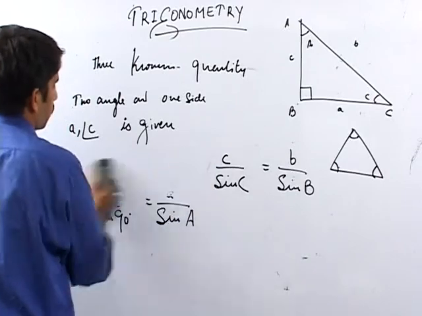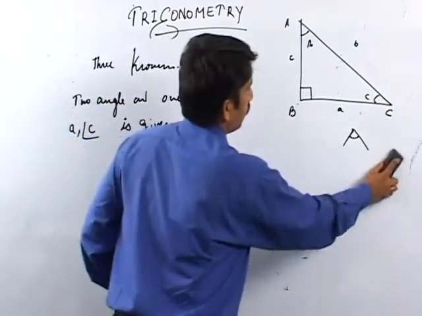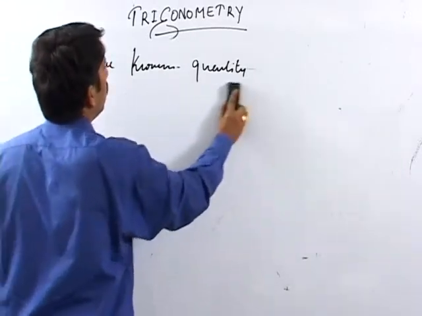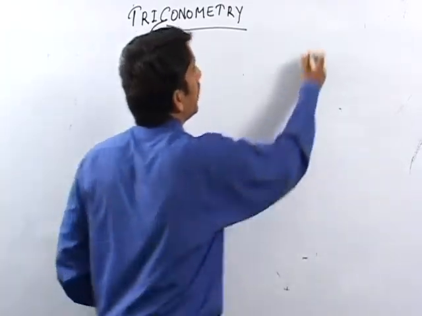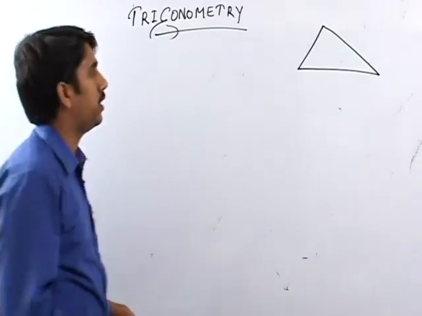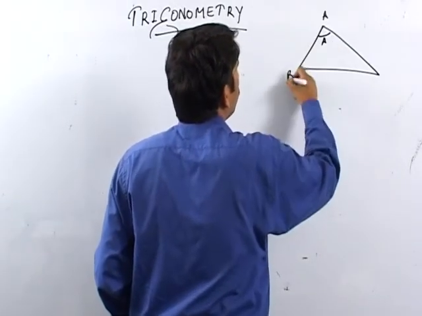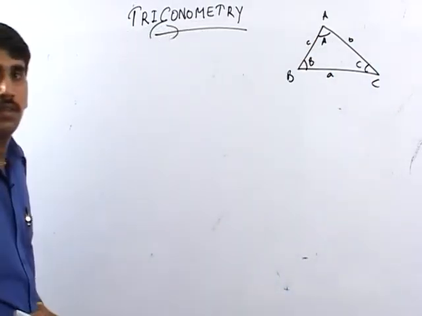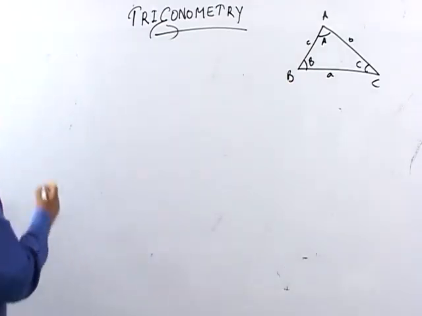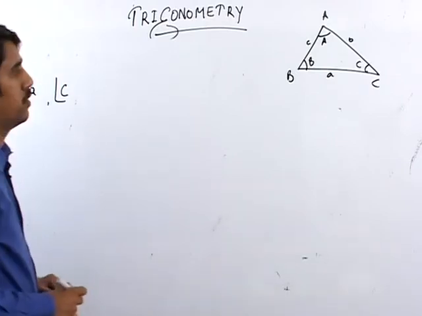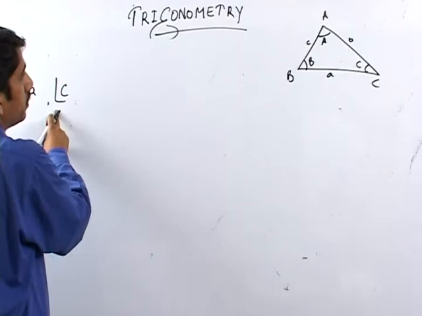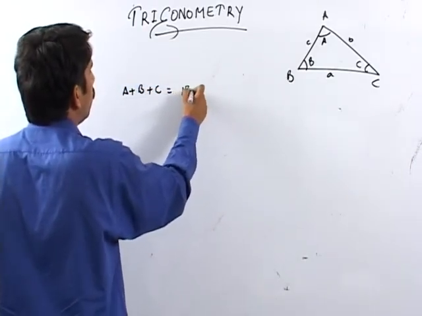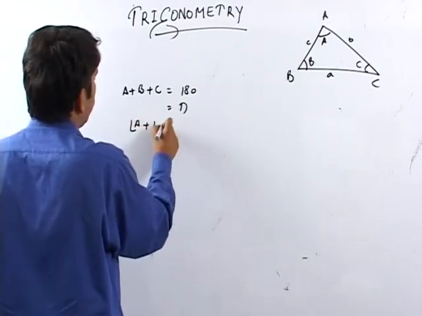Now suppose that the triangle is not a right angle triangle. This is generally a triangle, and this angle is A, this is angle B, and this is angle C, and this side will be A, this is B, and this is C. Now, suppose you are given two things only, A and angle C. Then you can find out by the property that A plus B plus C is equal to 180, you can say pi, and angle A plus angle B is equal to pi minus angle C.